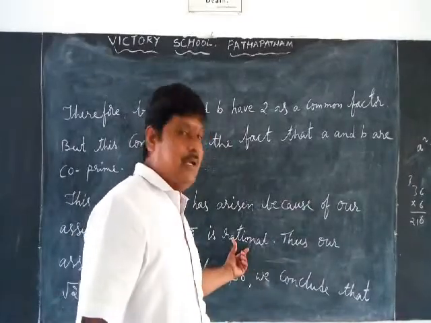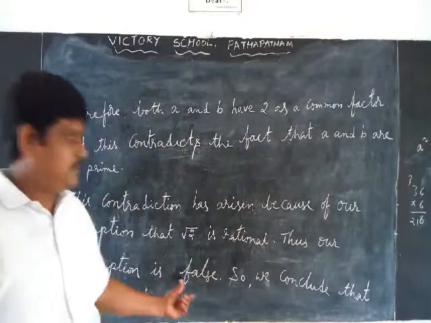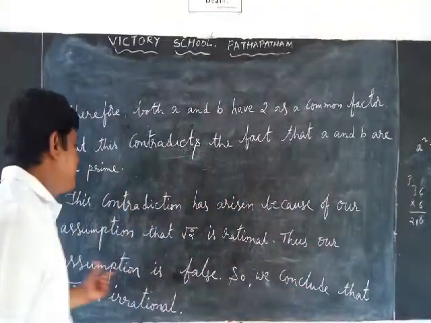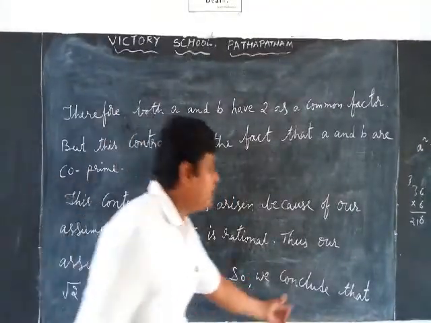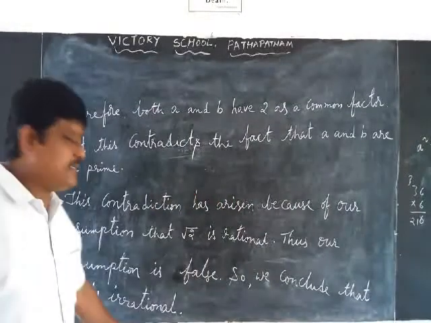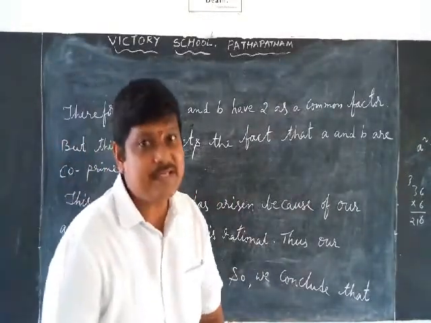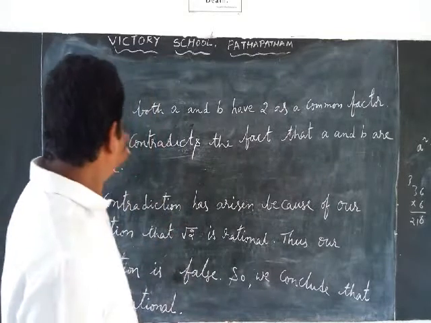So our assumption is false. Thus our assumption is false. So we conclude that root 2 is irrational. Root 2 is irrational.